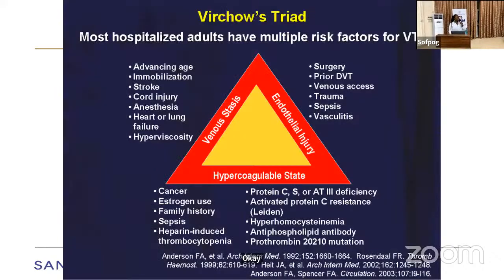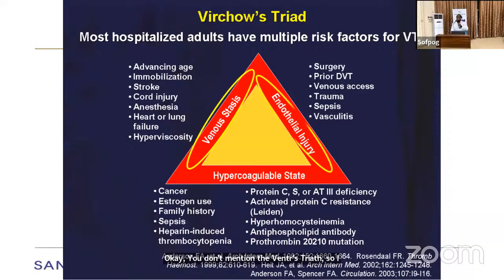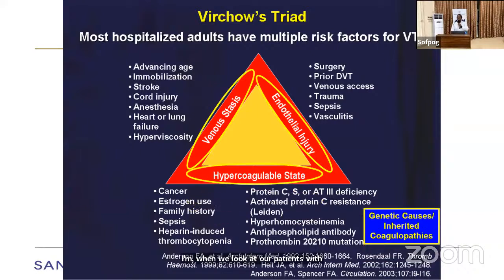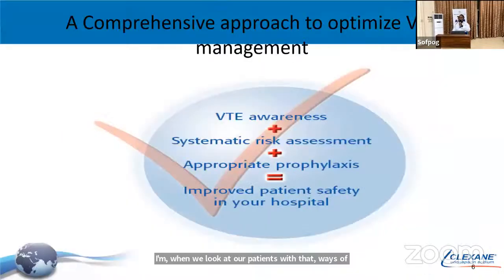He also mentioned the Virchow's triad, so I won't go through that as well. And when we look at our patients with advancing age, those with some comorbidities, those who are immobile, they are at risk of venous thromboembolism and its complications, and these are the ones that can benefit from our Clexane.